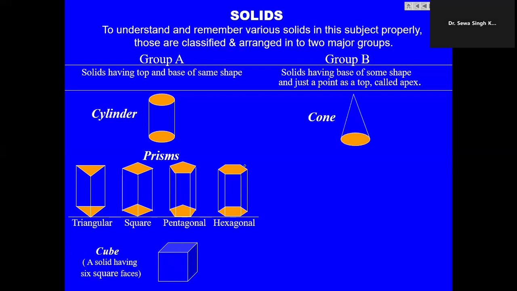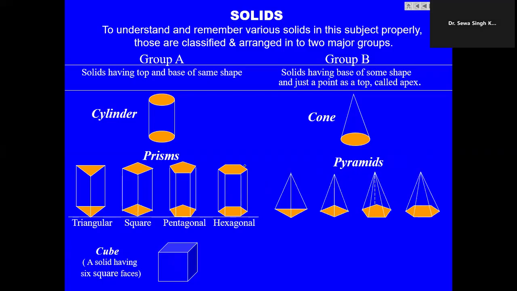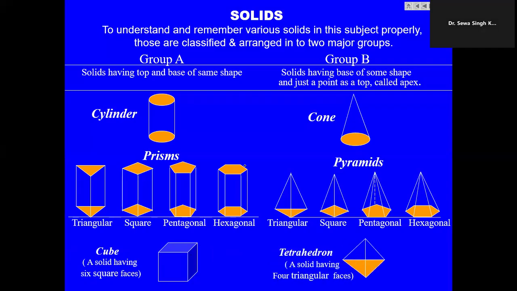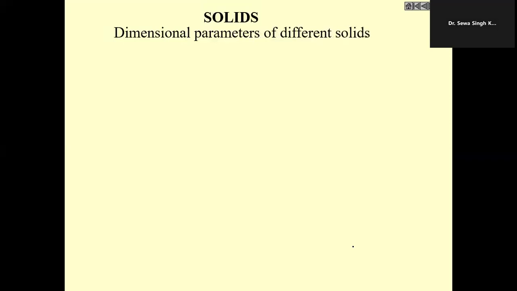On the other hand, group B, one circular base and one apex. A triangular pyramid, a square pyramid, a pentagonal pyramid, and a hexagonal pyramid. Tetrahedron is a solid having four equilateral triangular faces. Some parameters which are of concern when we are going to solve the problems. We will take an example of these solids: prism, pyramid, cylinder, and cone.